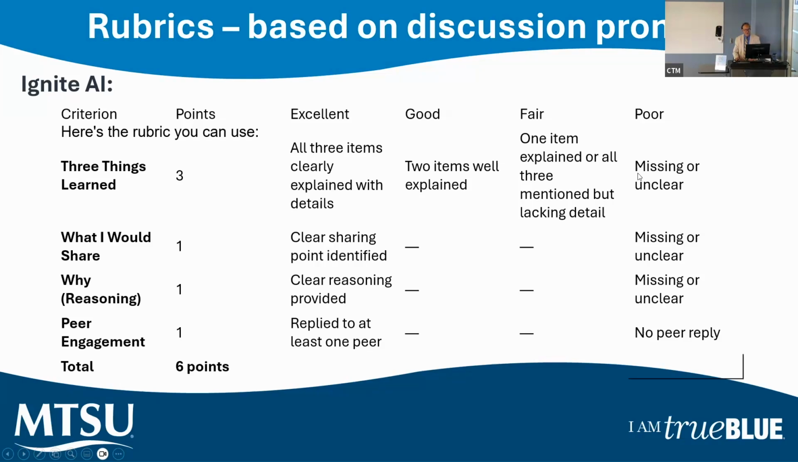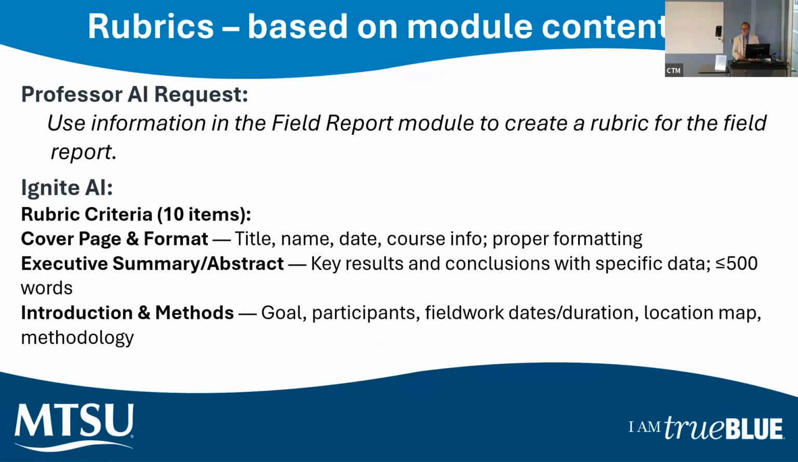1 point for the peer engagement, for replying to at least 1 peer. For the 3 things learned, it came up with 4 gradations. Excellent to poor, with poor being missing and a 0. It had a dichotomy. Either you got it or you don't for what I would share. Clear sharing versus completely missing. Something was shared versus something wasn't. It came up with this just from my prompt.